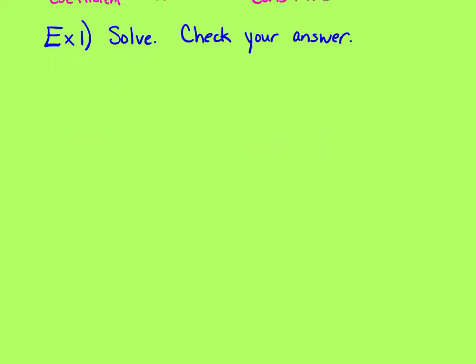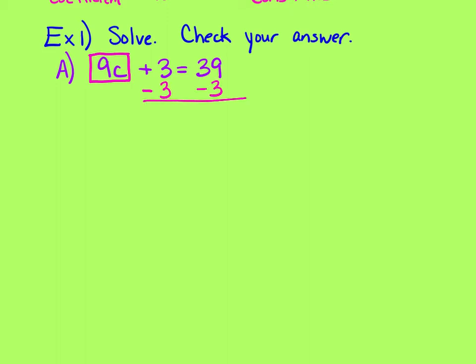Example 1, we're going to solve and check your answer. So let's box in the term that includes the variable c. Our goal is to get c by itself, but we're going to start by boxing in the term that includes c, and we see that there's a +3 on the left side of the equal sign with it. So we're going to get rid of that +3 by subtracting 3. When we have +3 minus 3, they cancel out. So we get 9c equal 36.